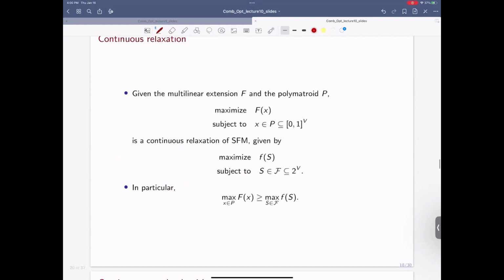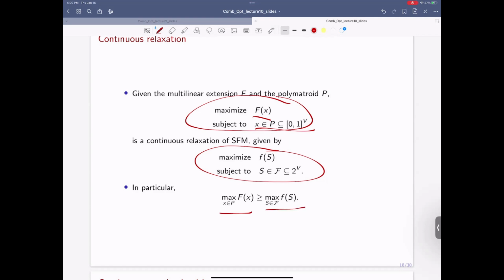So you had this submodular function maximization problem, which is a discrete optimization problem. But now I have the continuous function in the objective, and I have a polytope as a constraint set. Now this is a continuous problem. And in particular, this is a relaxation. So if you solve this continuous problem, its value is at least the value of the discrete problem. Any question?